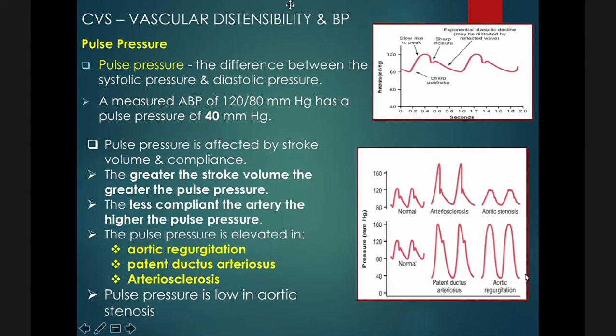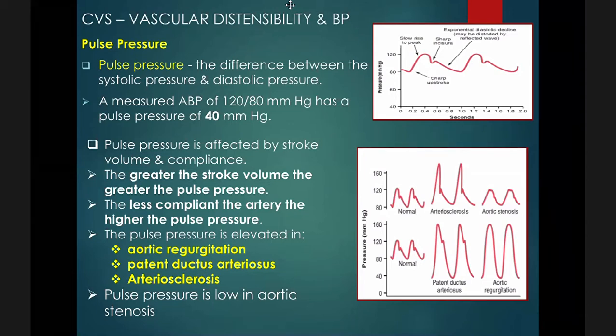Aortic regurgitation. During diastole in aortic regurgitation, the aortic valve does not coaptate well. It does not close properly. And because of that, there is a regurgitant volume of blood that returns from the aorta into the left ventricle.